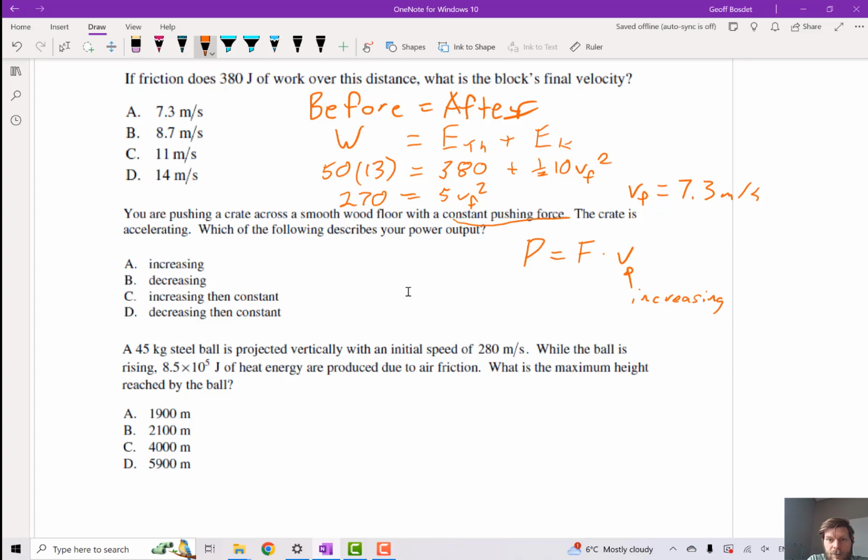And our force is staying the same. This is constant. What do you think you get if you get an increasing number multiplied by a constant number? I think I'm going to keep getting a number that's going up and up, which would make my power increasing as well. Notice there's nothing that's going to make it constant because we just have a number being multiplied by something that keeps getting bigger and bigger. So our answer is just increasing.